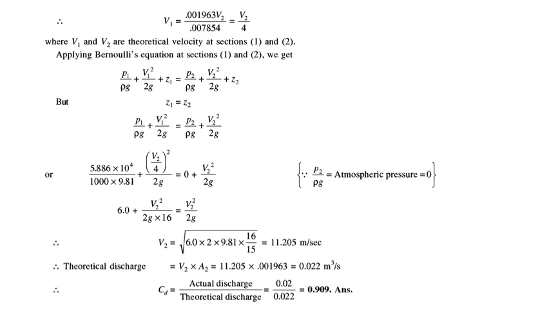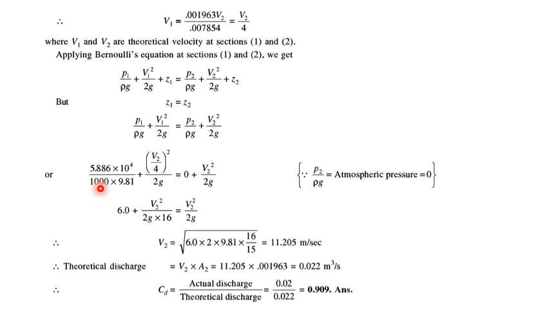Let's apply Bernoulli's equation at two sections. P1 over rho g plus V1 square over 2g plus Z1 is equal to P2 over rho g plus V2 square over 2g plus Z2. Now, it was given in the statement that we have to consider that the centers of both sections, the base of the nozzle and the nozzle, are at the same elevation. So Z1 is equal to Z2. The P1 pressure was given. You have to use it in Newton per meter square.